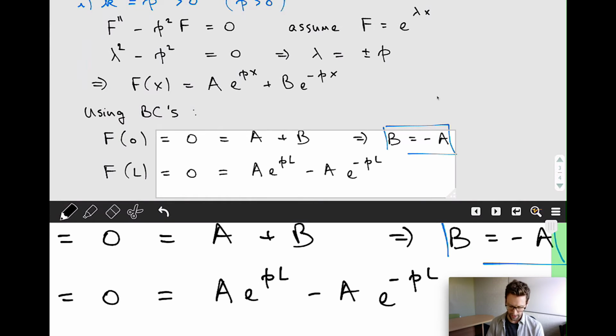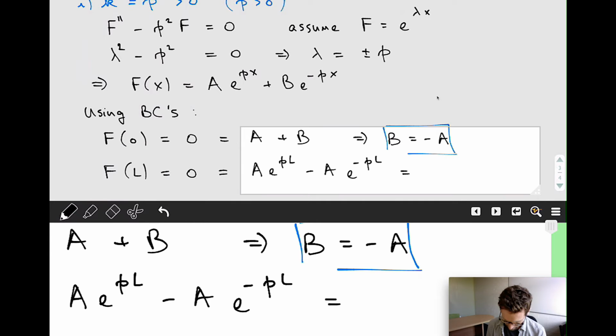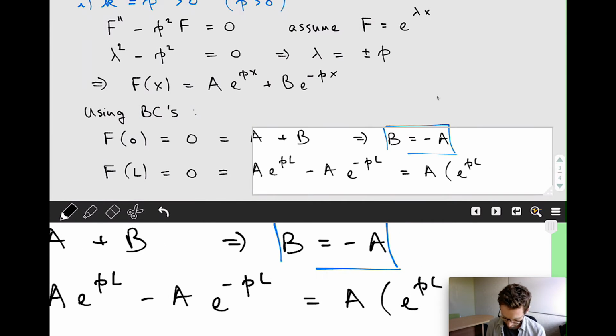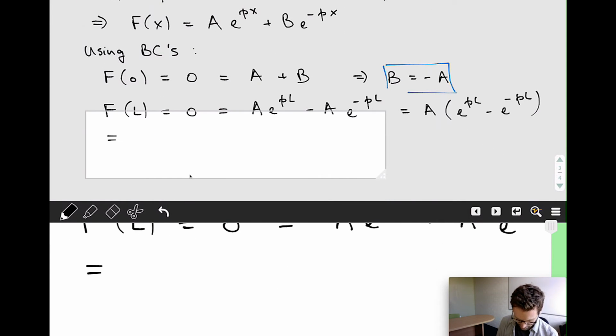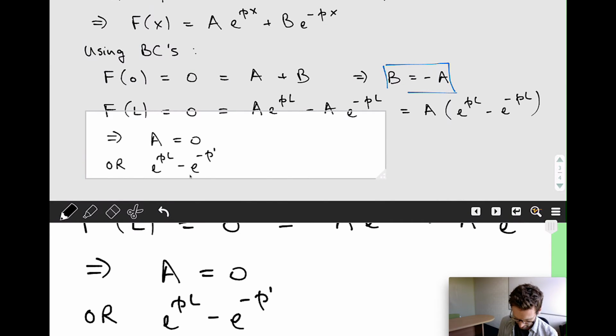So I have an expression now in terms of a, p, and L. Now once again I've got something times something is equal to 0. So that implies that one of those has to be 0. So either a is equal to 0 or e to the pL minus e to the minus pL is equal to 0. So let's consider the first of those possibilities.